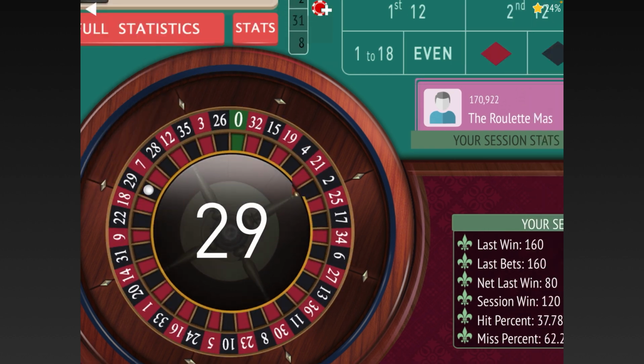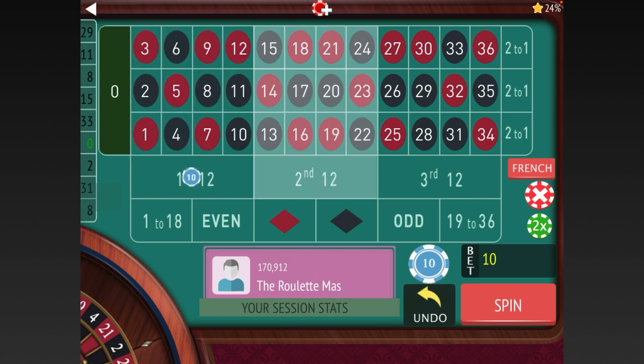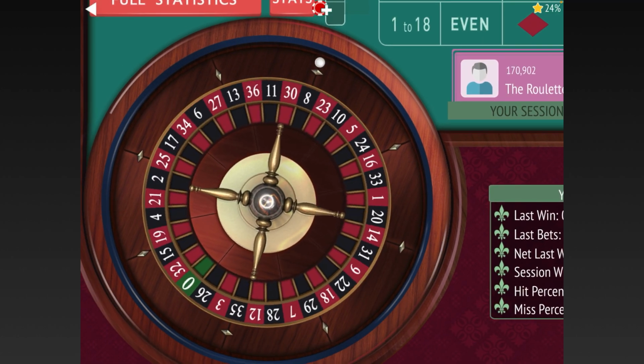Okay. So now we have 8, 11, and 29. So that means we'll bet against the first on the first one. We'll bet against the first on the second one. We'll bet against the third on the third one. So back to $10 now that we're back in session profit.